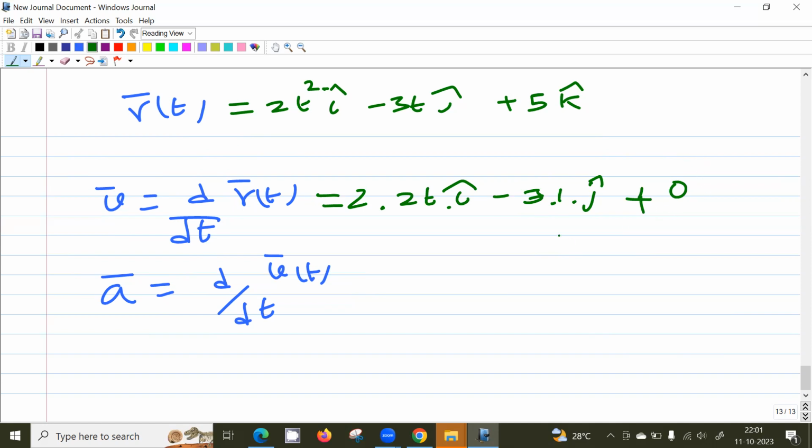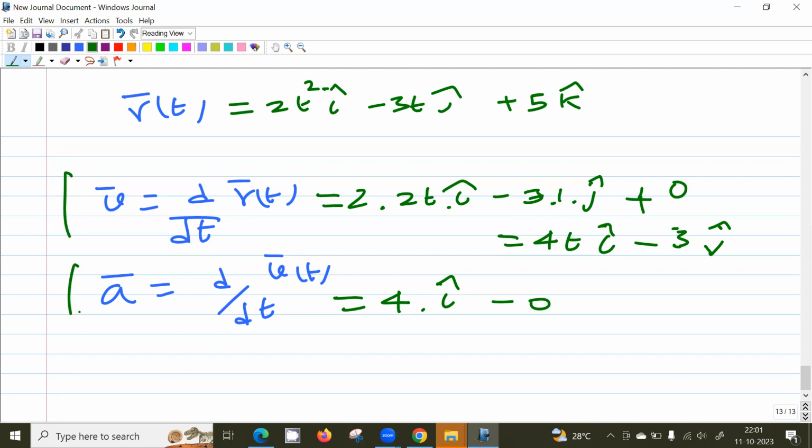So the velocity is 4t i cap minus 3 j cap. The velocity has an i component and a j component; the i component is a function of time, and the j component of velocity is constant. To get the acceleration, I have to differentiate the velocity again. So I get 4, since the derivative of t is 1, so 4 i cap, and the next term is 0. So acceleration is along i cap, and the value is 4. So given r as a function of time, I can get the velocity and acceleration.